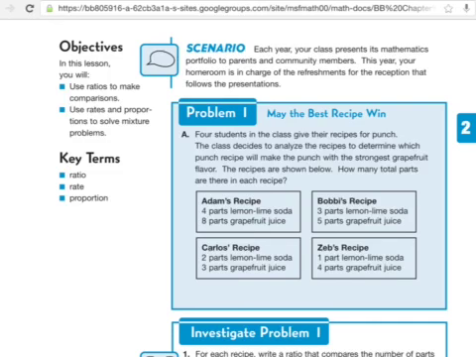The recipes are shown below. How many total parts are there in each recipe? So we have 4 parts and 8 parts. So you have to figure out how many total parts are in there. So go ahead and press pause and figure that out. So we wrote out total parts there.